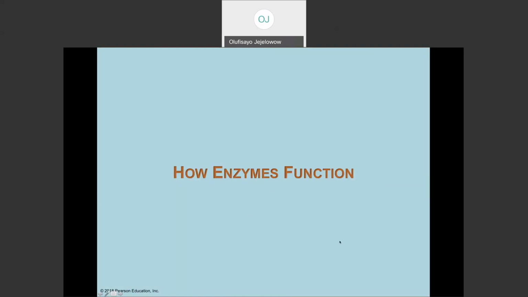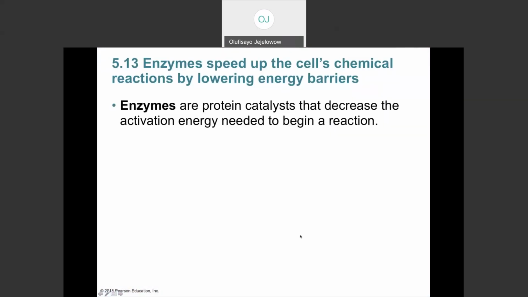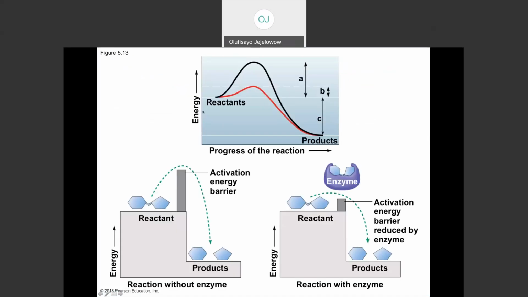Finally, let's look at how enzymes function. So what are enzymes? Enzymes are protein catalysts. They speed up the cell's chemical reactions, and they do so by lowering the activation energy. So these enzymes are protein catalysts that decrease the activation energy needed to begin a reaction in the cell. So this is a reaction in the cell.